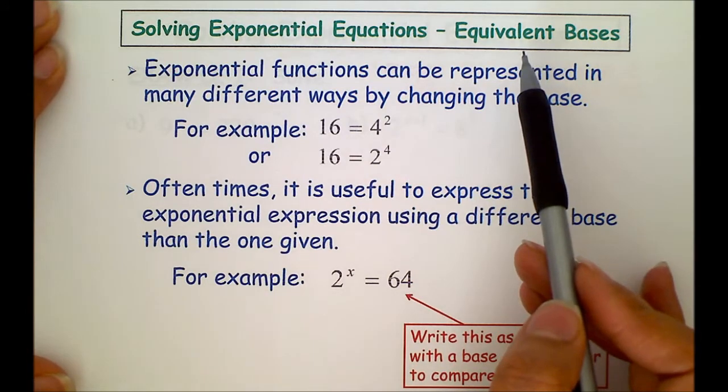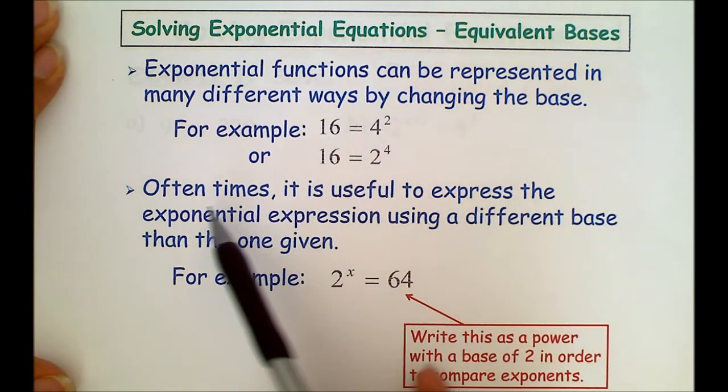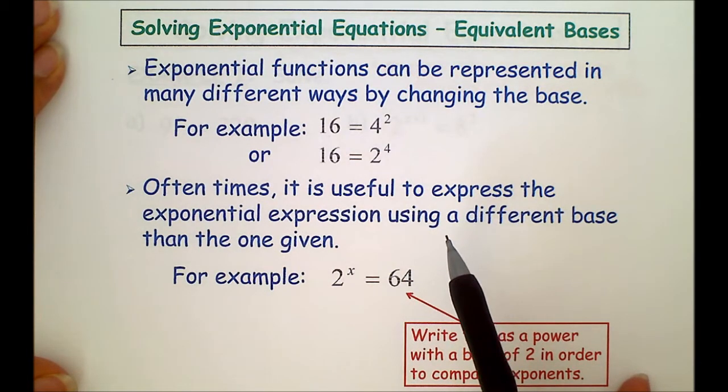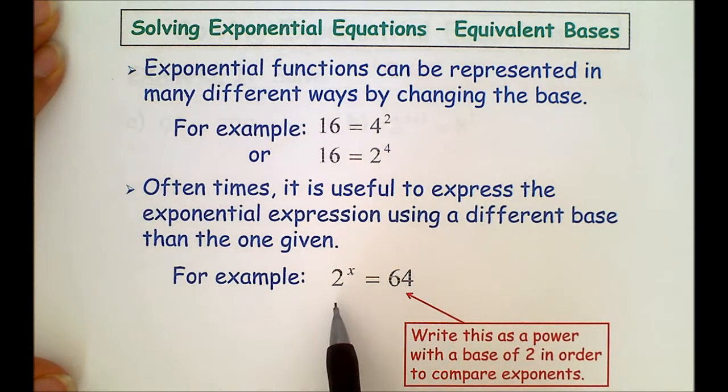Oftentimes, it is useful to express the exponential expression or equation using a different base than the one that's already given. And so, for example, if you have a question like 2 to exponent x equals 64, it's difficult to solve this equation right now because the base on the left side and the base on the right side are not the same. And so what you want to try to do is rewrite 64 as a power with a base of 2 so that you can actually compare their exponents.